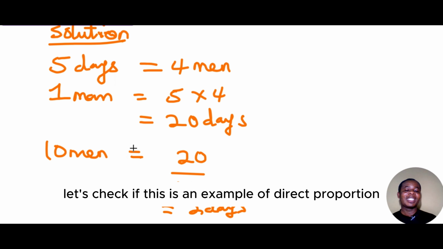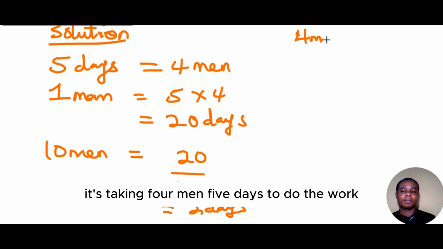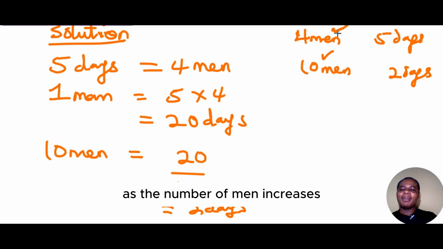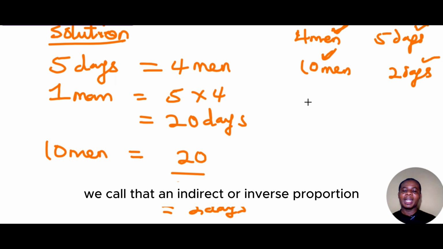Let's check if this is an example of direct proportion or inverse proportion. So it's taking 4 men 5 days to do the work. 10 men is taking them 2 days to do that same work. As the number of men increases, the number of days is decreasing. So when it's leading to a decrease, we call that an indirect or inverse proportion.